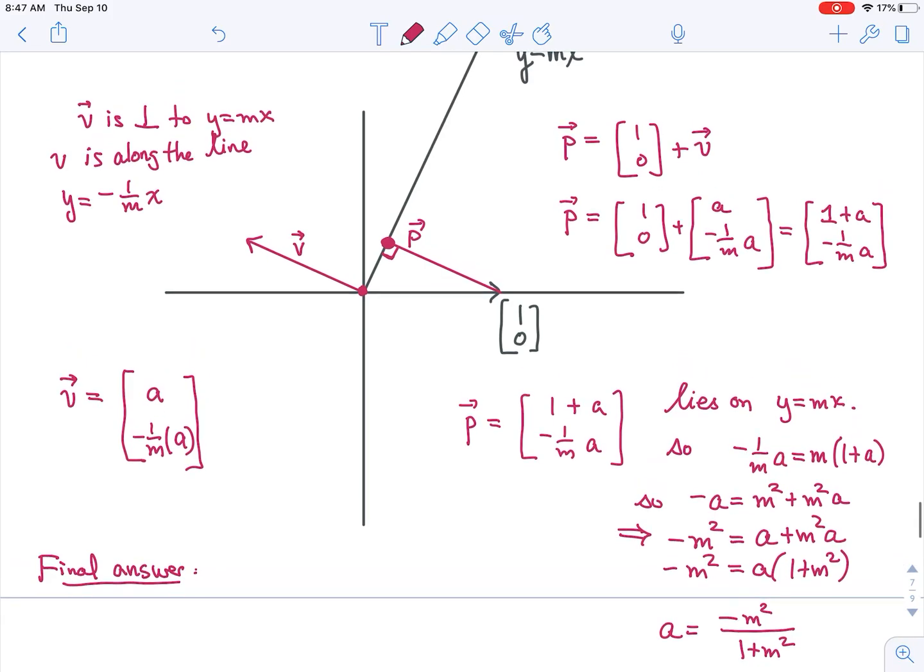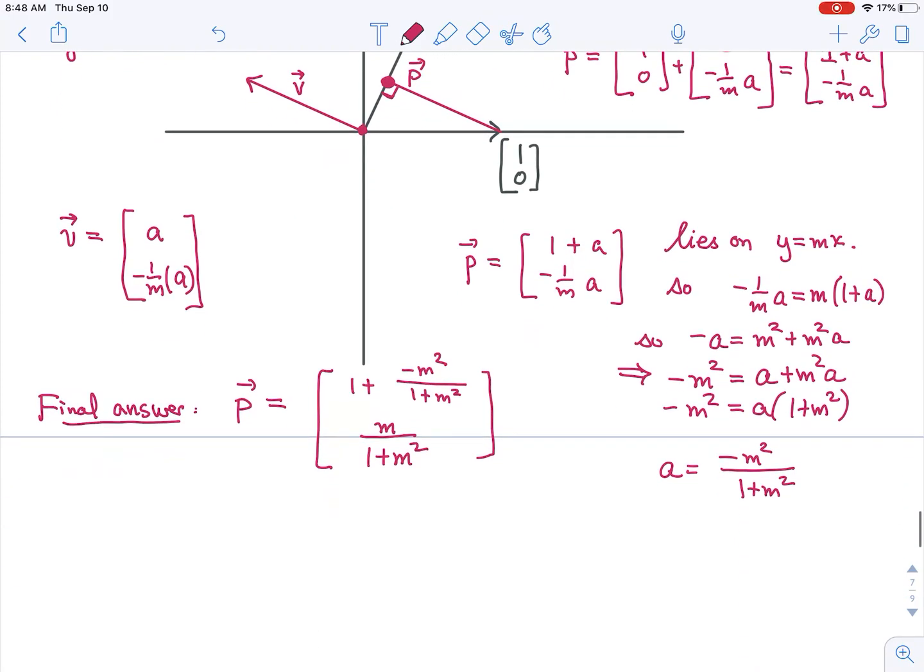is going to be that our point P, that projection we sought, is going to be exactly the point where we do 1 plus a, so that's 1 plus this fraction, and then negative 1 over m times a. And I'm just extracting this up here. So that's going to be negative 1 over m. Well, that's going to cancel the minus sign. That's also going to cancel an m on top. And so that's going to be m over 1 plus m squared.